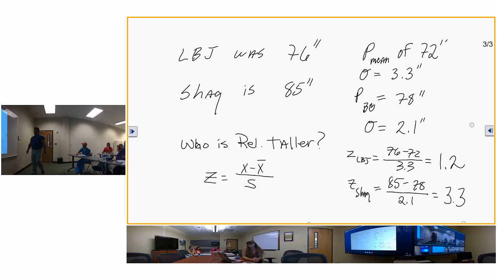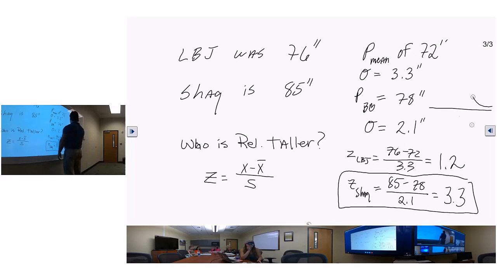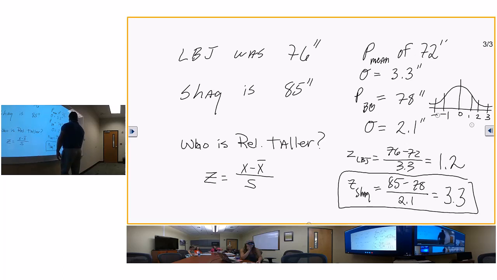So, if this question was asking which one's relatively taller, you would say Shaq, because on a Z-scale, just like the curve, 0, 1, 2, 3, -1, -2, -3. This is a Z-score normal curve. LBJ is right here.